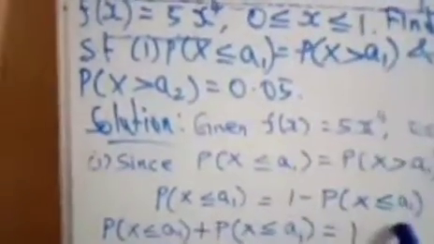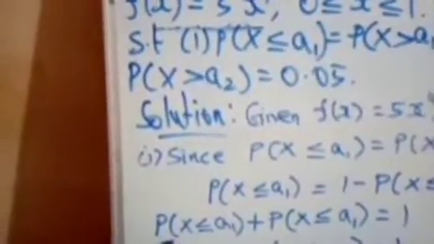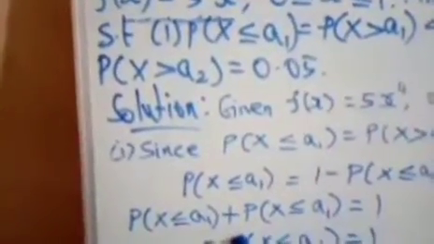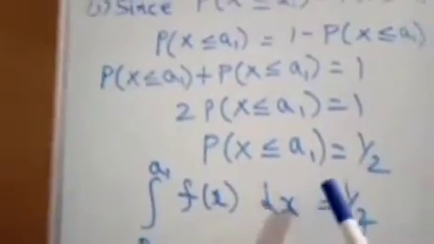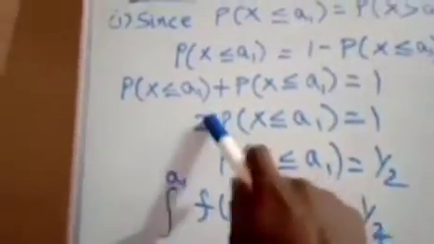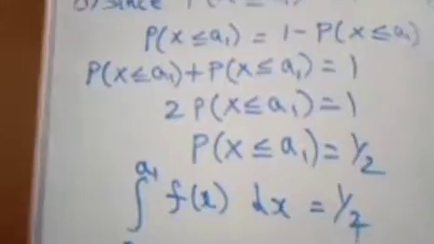When it comes to this side, the minus becomes plus. So P of x less than or equal to a1 plus P of x less than or equal to a1 is equal to 1. Adding these two, we get 2 P of x less than or equal to a1 is equal to 1. So P of x less than or equal to a1 is, when this 2 is moved across as a division, equal to 1 by 2.